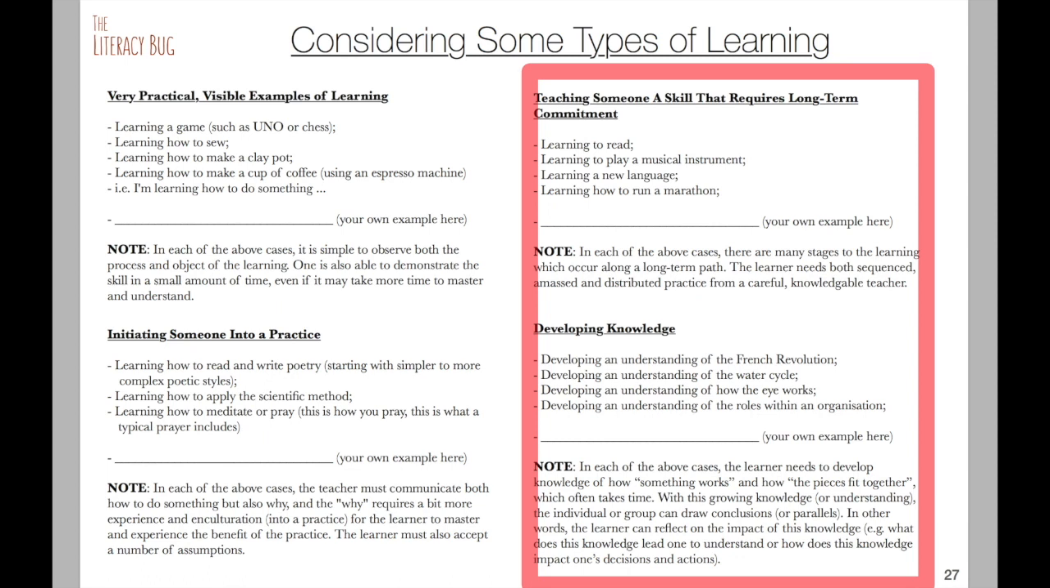And last but not least, in this little, I guess, cursory exploration of types of learning is developing knowledge. So the time that takes to develop the knowledge of how something works. How did the French Revolution occur? Well, who were the players? How do they relate to each other? How do I remember that? And once I remember that, what's the significance here?